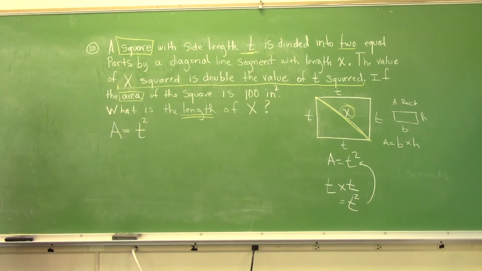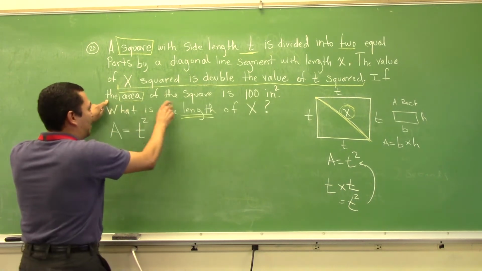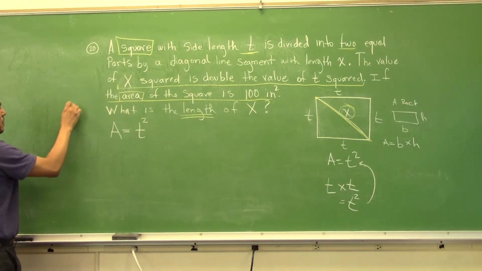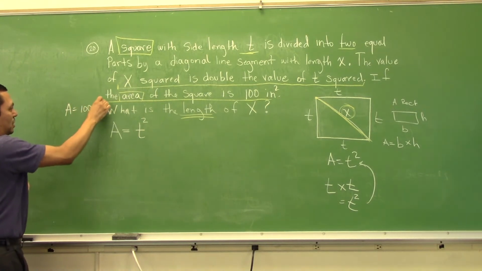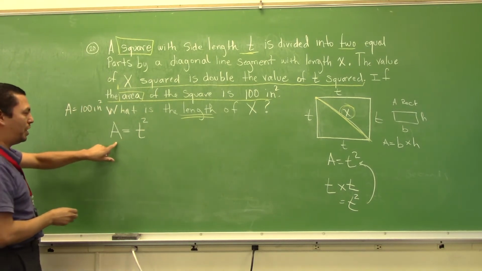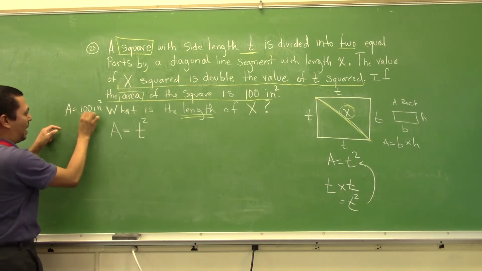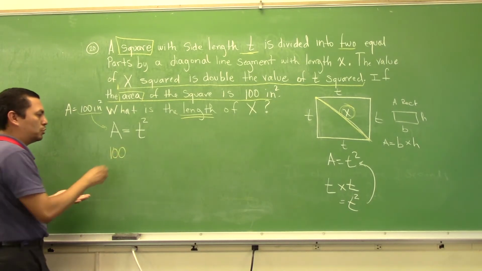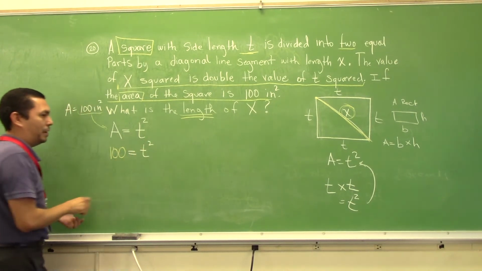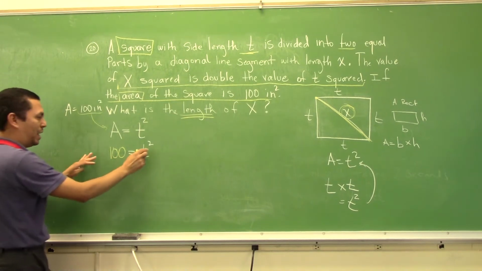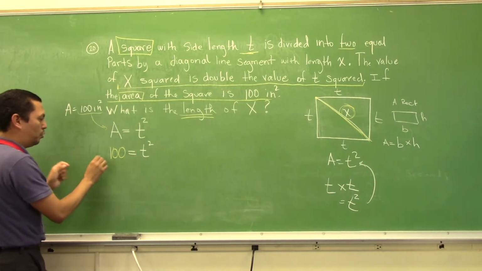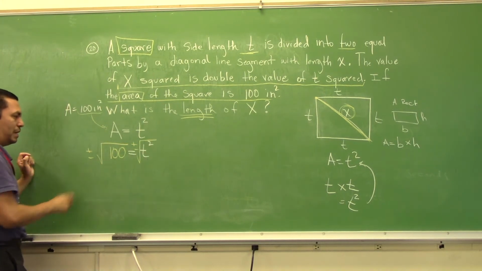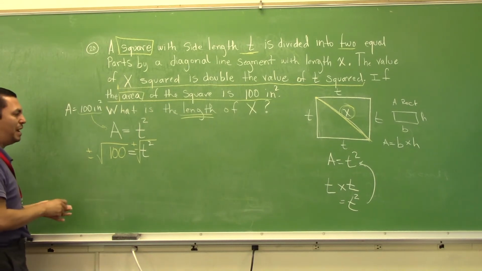We know the area of the square. The area of the square is 100 inches squared. So I have the area of the square is equal to 100 inches squared. So I can make a substitution here in A. Instead of A, I'm going to put 100. So I'm going to have 100 is equal to t squared. We know how to calculate for t, getting rid of the 2, so I'm going to use the square root method, plus minus. Don't forget that is positive and negative.